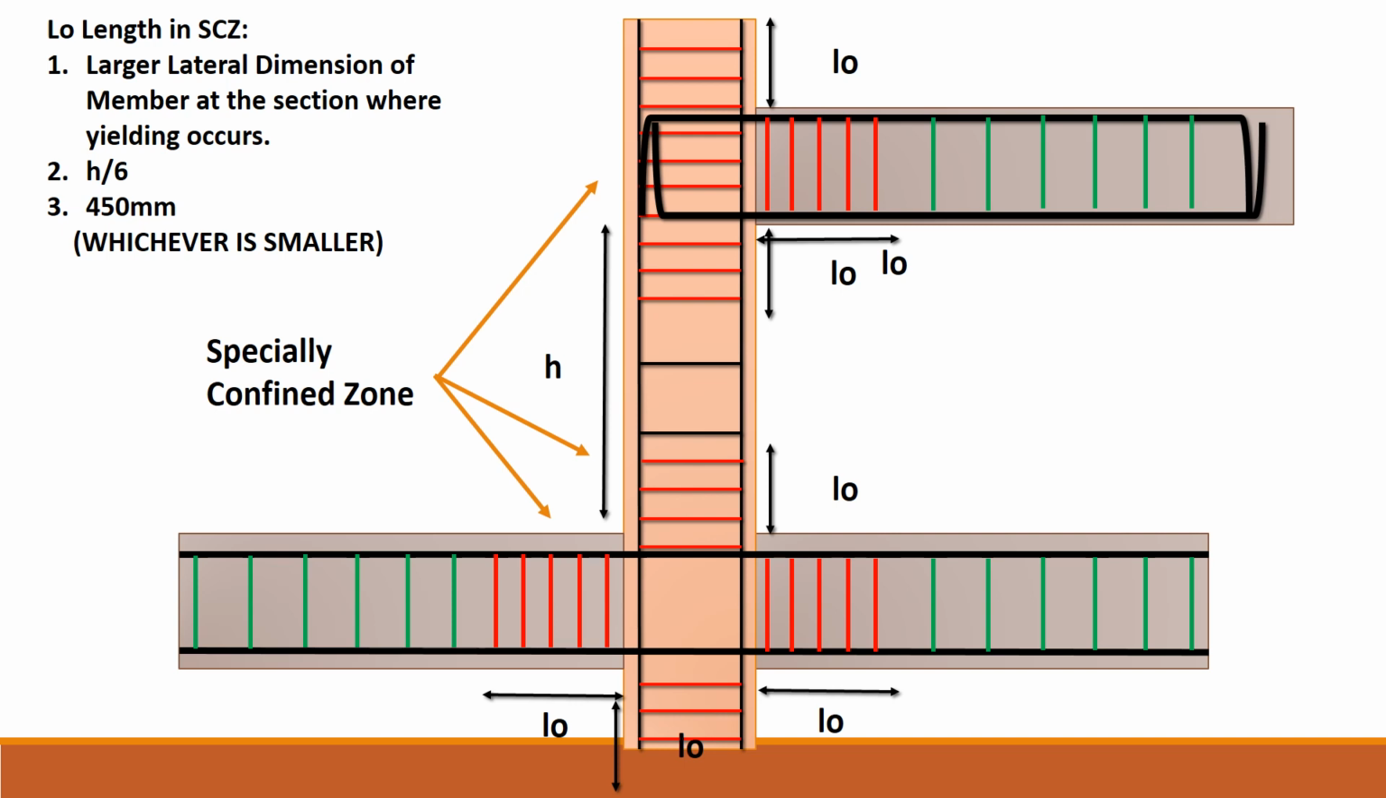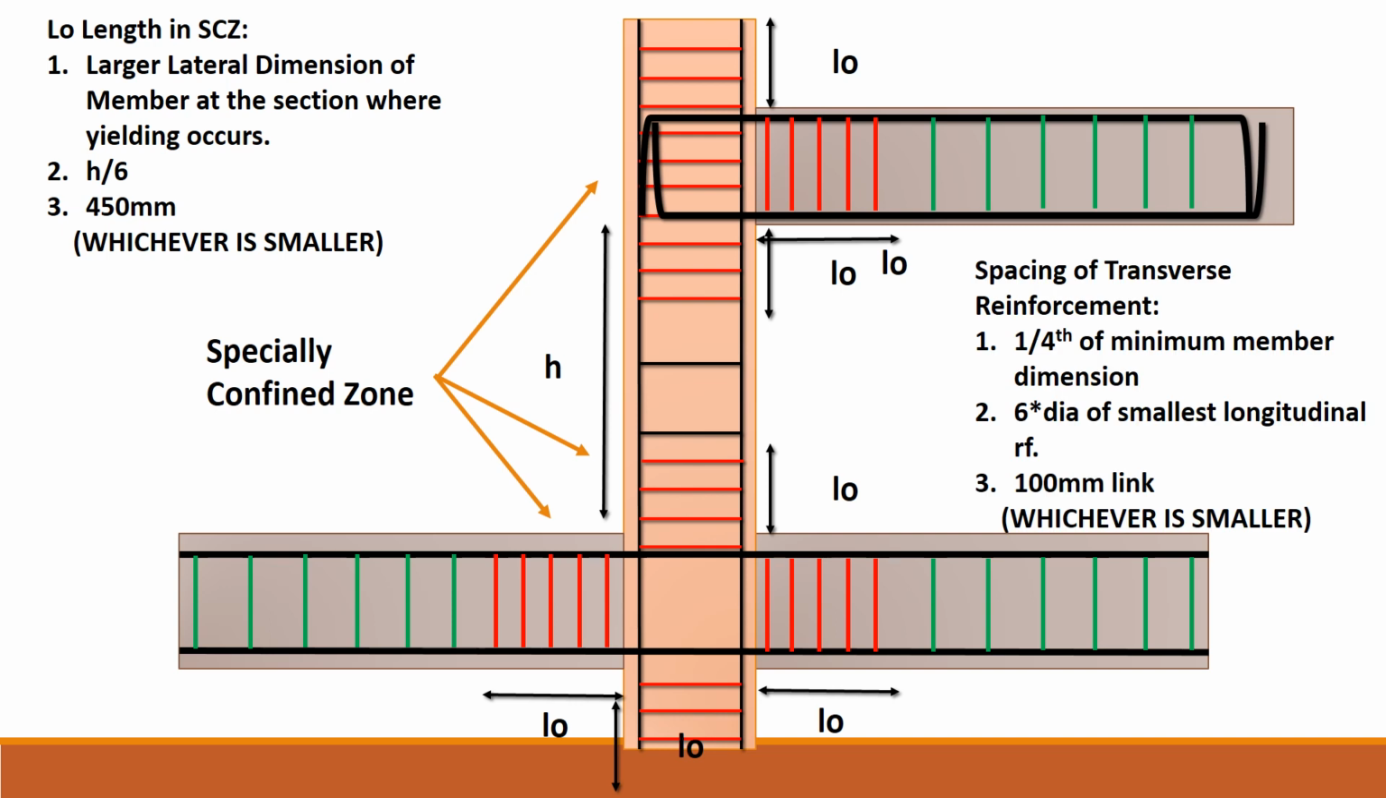Now the spacing of transverse reinforcement would be the smaller of these. First, 1/4 of the minimum member dimension of the column or beam. Second, 6 times the diameter of the smallest longitudinal reinforcement that's provided for the columns. Third, 100 mm. Now whatever is the link dimension, it should be at least 100 mm.